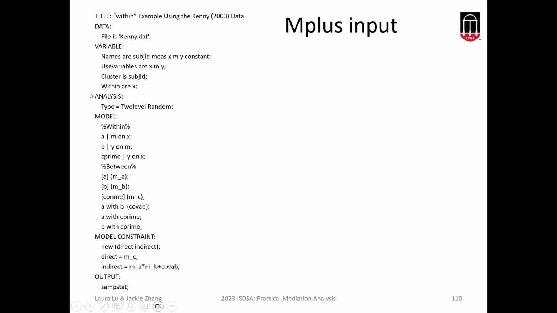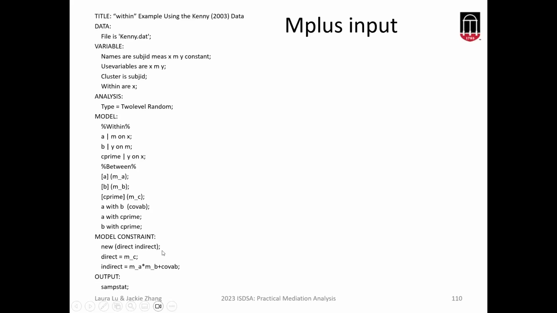Here, this is a new thing for multilevel mediation. We need to add type equals two-level random. What does that mean? This is a two-level model, level 1 and level 2. Random, what does that mean? Random slope. Intercepts are random, automatically included. So we also have random slope. And then let's look at the model.